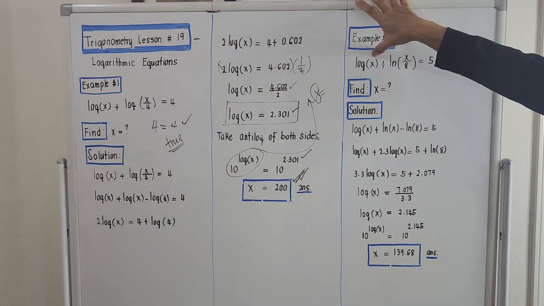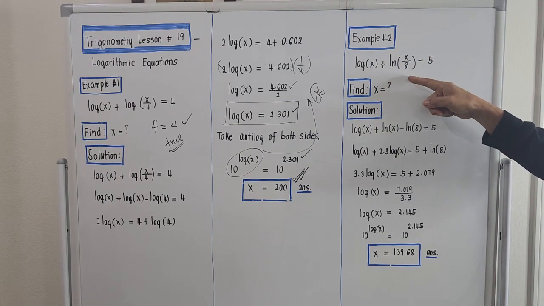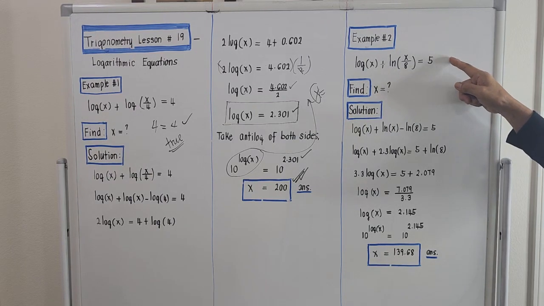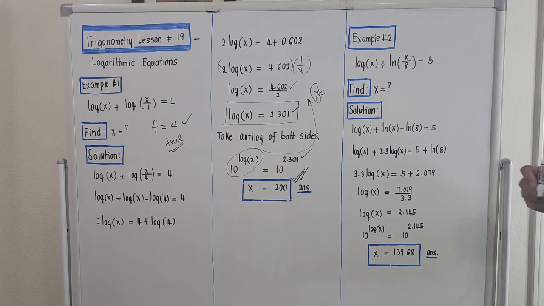The logarithm of x plus the natural logarithm. This is natural logarithm, this is common logarithm. Natural logarithm of the ratio x over 8. And this should be equal to 5. Find the value of x. Okay, let's try to bring out the solution.